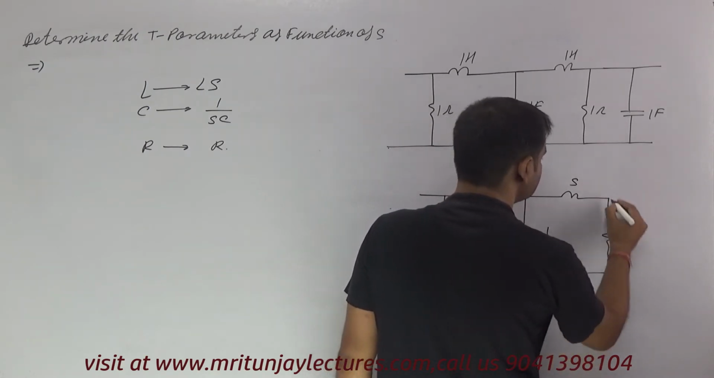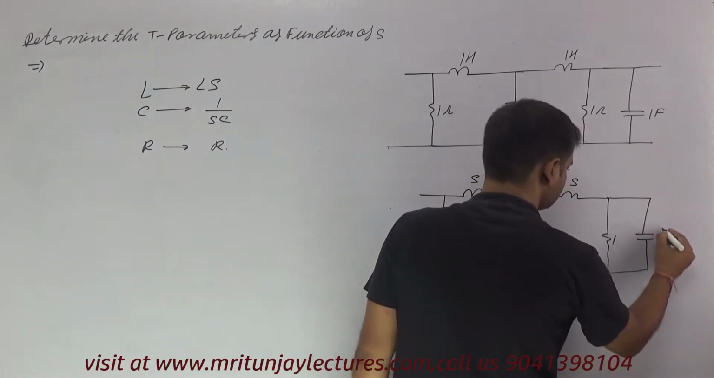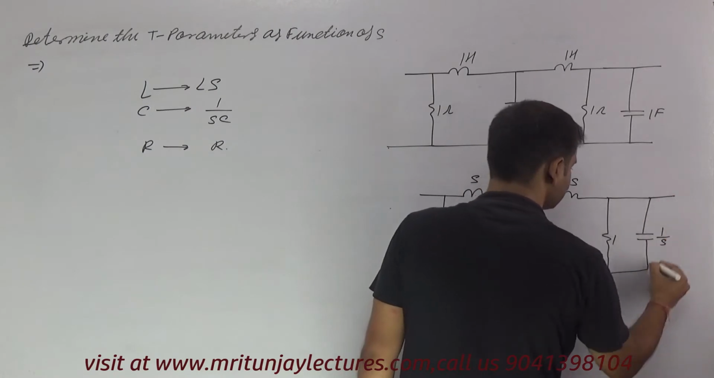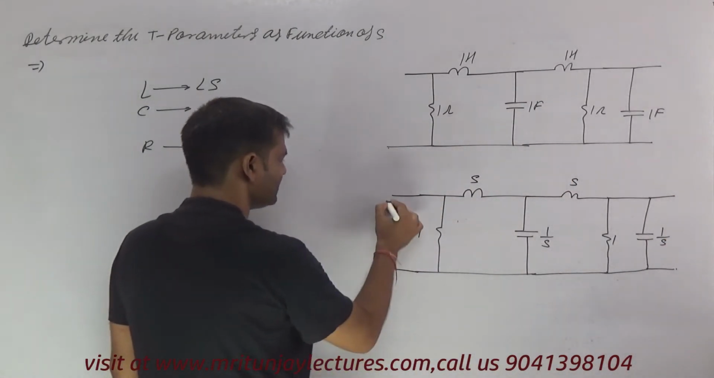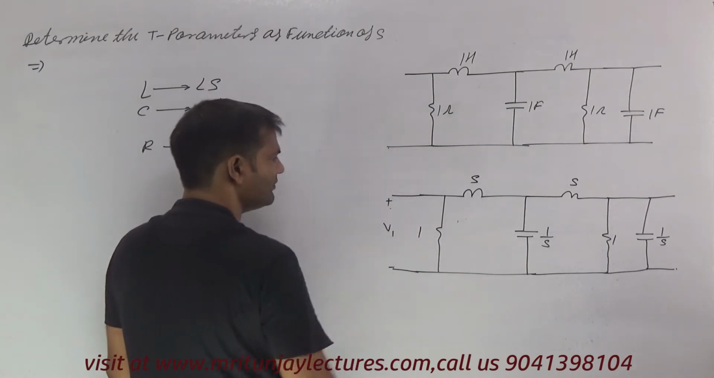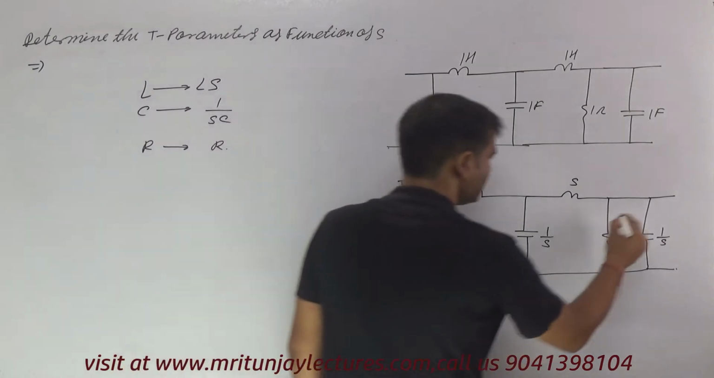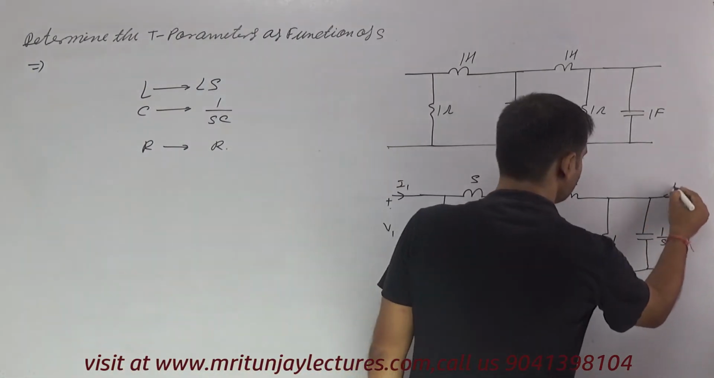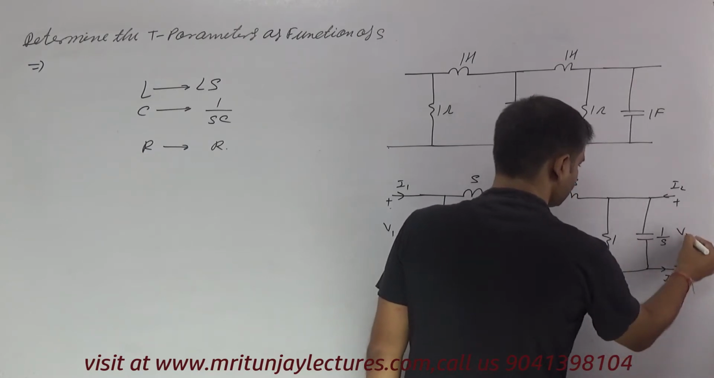so 1, and that is the capacitor 1 by S. Okay, and this one and this one correspond to here V1, current I1, here I1, and here I2 and I2, and here voltage V2.